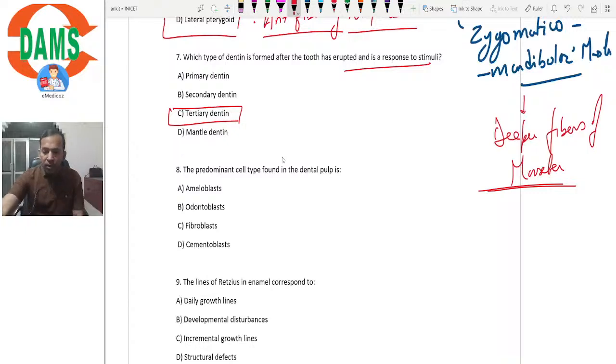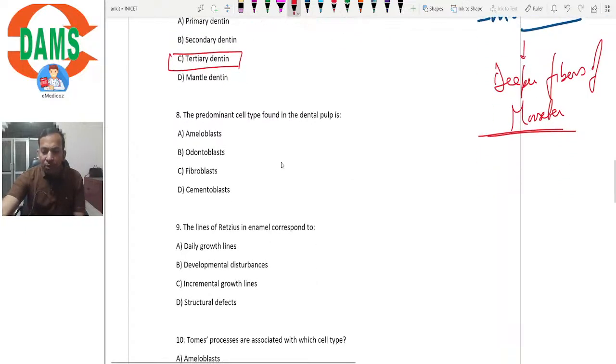Clear? The predominant cell type found in the dental pulp. So as we have discussed previously, the different zones of the pulp. Based on that, can you tell me which is the predominant cell type? It has to be fibroblasts, right? It has to be fibroblasts. This is the predominant cell type in the pulp.